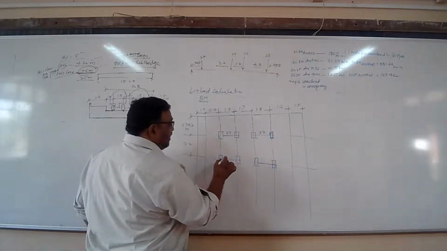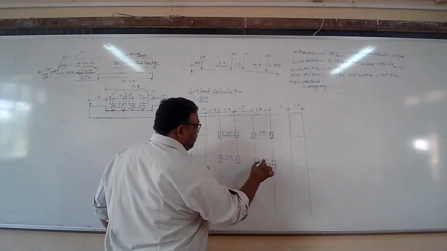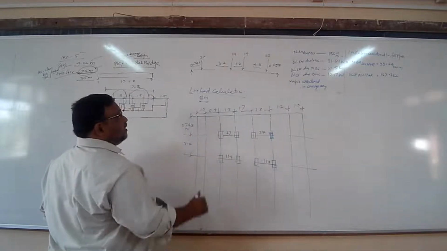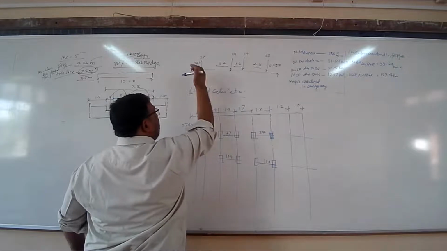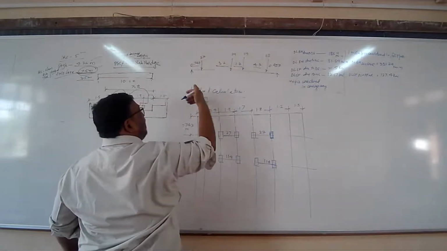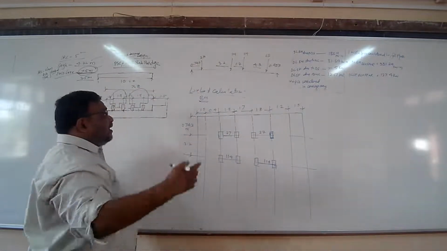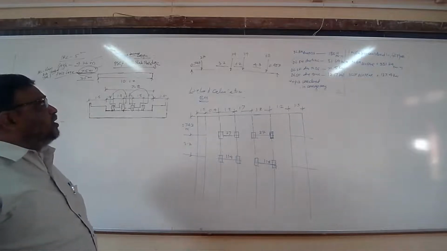ये कितना रहना चाहिए? एक्सल लोड 114. This is 114. Is it right? ये जो एक दिख रहा है, इसके पीछे और एक है. ये जो 27 दिख रहा है, इसके पीछे और एक दूसरा व्हीकल है. I have just sketched one vehicle कि कैसे रहेगा so as to produce the maximum effect.